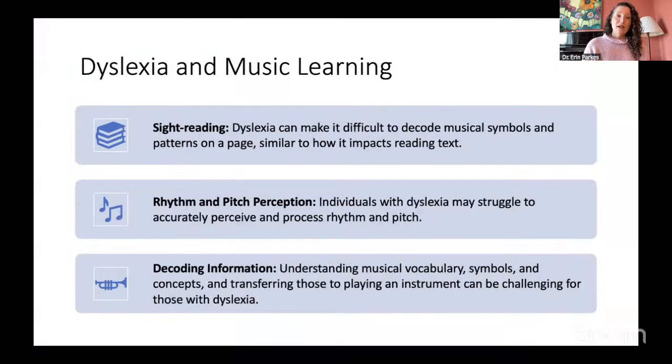So now let's look at how dyslexia impacts music learning. So certainly sight reading. Dyslexia can make it difficult to decode musical symbols and patterns on a page, similar to how it impacts reading text. And we'll talk a lot about adaptations to help with music reading. Rhythm and pitch perception. So individuals with dyslexia may struggle to accurately perceive and process rhythm and pitch. We've just talked about that. Decoding information, so understanding musical vocabulary, symbols, and concepts, and transferring those to playing an instrument can be challenging.